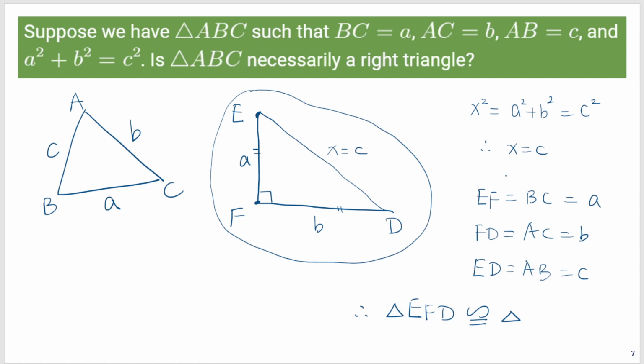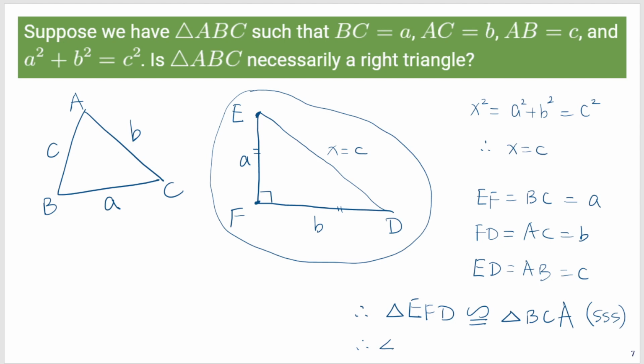Okay, let's find the corresponding vertices. So if this is the hypotenuse, it should be BCA, right? EF equals BC, FD equals AC, ED equals AB. Yeah. So according to SSS, right? Because we have three pairs of equal sides.